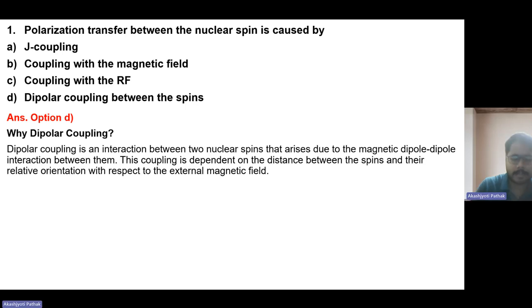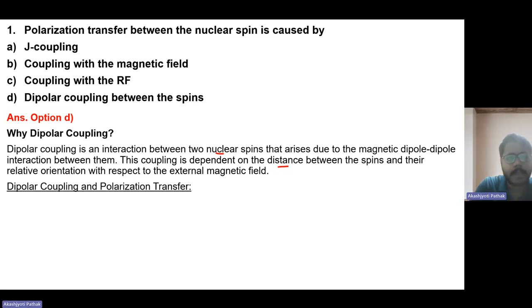Why? Because as we have already studied, dipolar coupling is an interaction between two nuclear spins that arises due to the magnetic dipole-dipole interaction between them. The coupling is dependent on the distance. So it is a distance dependent process. And generally, the distance between the two nuclei should be some 5 angstrom for this polarization transfer to take place. And not only the distance, but it also depends on the orientation of the two nuclei. How are they oriented with each other and with respect to the external magnetic field?